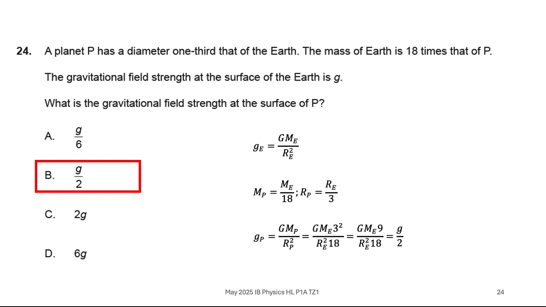You can see that from the fact, essentially, that what we've got is different densities of the planet. They've got a higher mass, but different diameter, and therefore that's what's accounting for our change in the gravitational field strength.